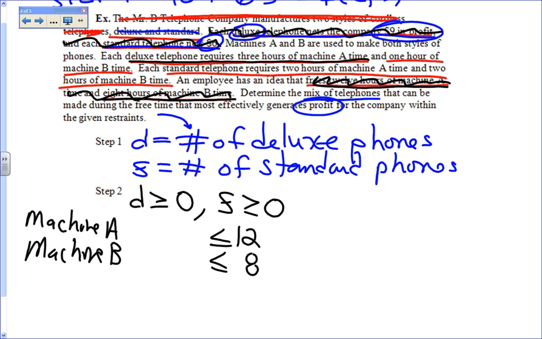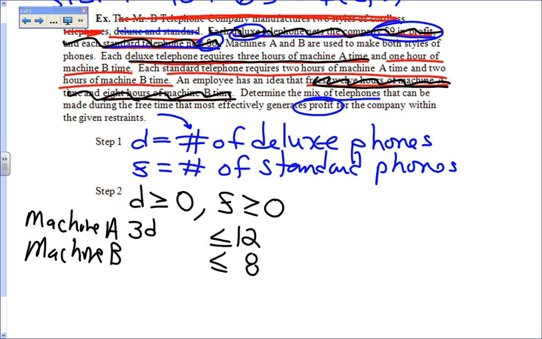So a deluxe requires 3 hours of machine A time. So again, I don't know how many deluxe I have, though. But I do know for every single one of them I make, it's going to take 3 hours. So to find out the total number of hours, take 3 times however many deluxe I have, right? And in this case, we know it to be 3D, because I don't know how many I have. Do we know anything else about machine A? Or is that it? I mean, that could be an inequality right there, right?